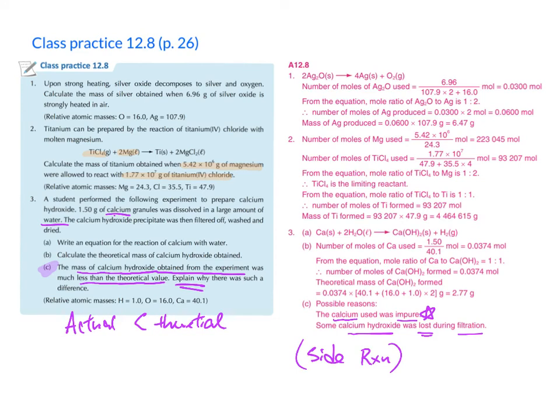Also, if you form some solid sample, maybe the solid sample may be lost during filtration. You have to be more specific. Why were they lost? Maybe due to the filtration process, some of them are left on the filter paper. So this part I want to draw your attention to, which is part 3C and also question 2.